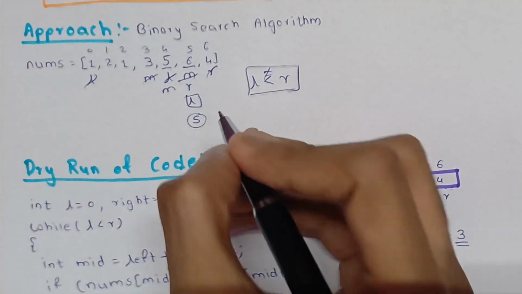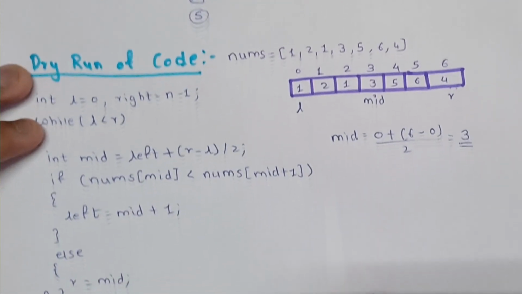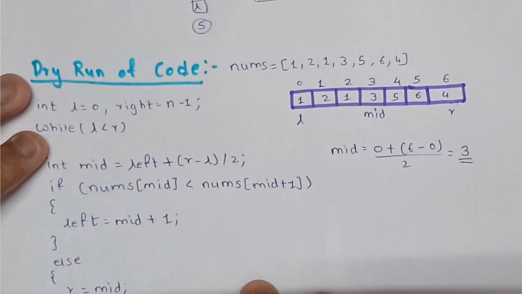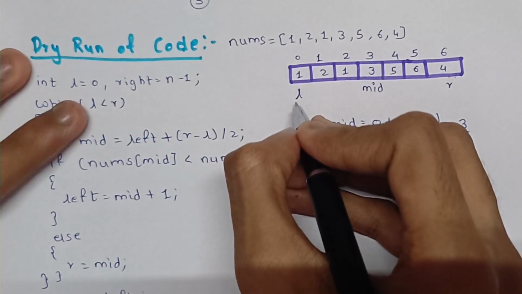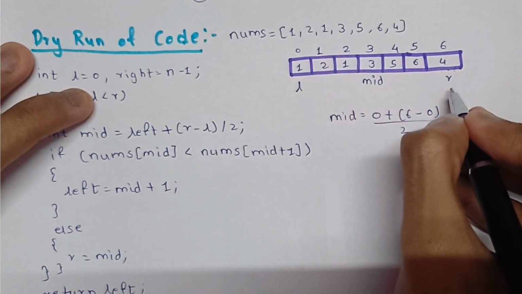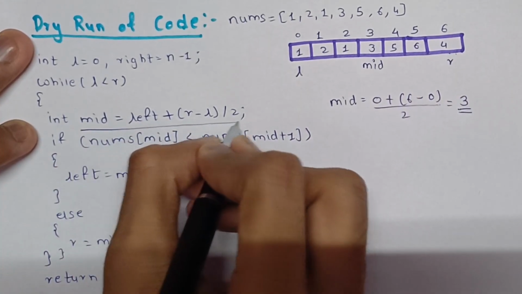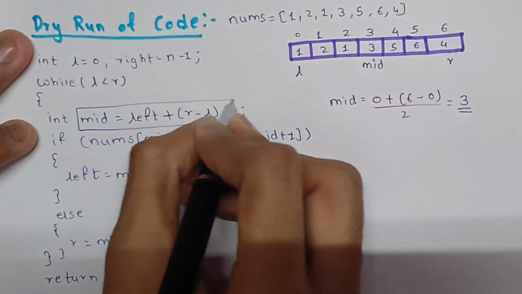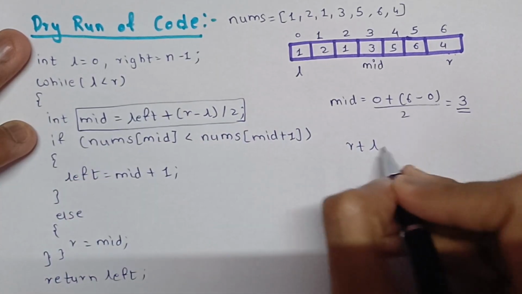You will not understand the approach directly, so I will dry run the code, and while dry running it you will understand better. So let's dry run the code. Here you will understand most properly. Here the left pointer is at 0 and the right pointer is at the last index. We will calculate the mid with this formula: left plus right minus left, divided by 2. We will use this, not right plus left divided by 2.